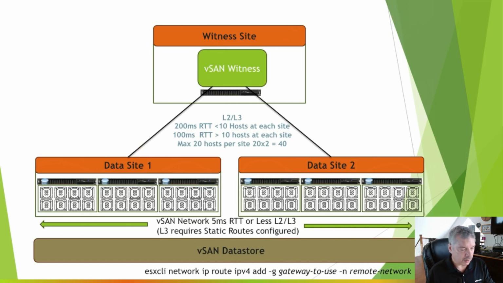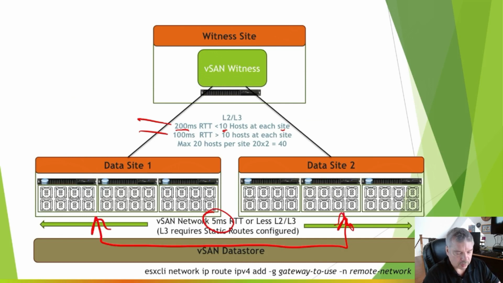Now, notice here the latency between the witness. It can be up to 200 milliseconds away. So that's pretty far away, okay? I don't know how far, but anyway, you guys can do the calculations, right? So if you've got less than 10 hosts at each cluster, 200 milliseconds is okay. As soon as you have greater than 10 hosts, so let's say we're going to hit our 20 host maximum, or you've got 11 hosts at each site, then we want that latency to be as low as 100 milliseconds. So this 5 millisecond rule only applies to the vSAN network here, okay? That's where all our data is being replicated across the vSAN network. Okay? All right.